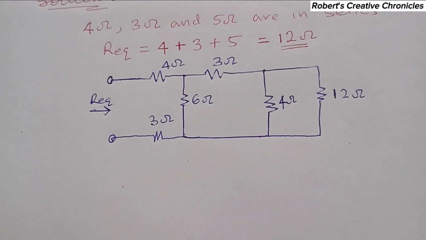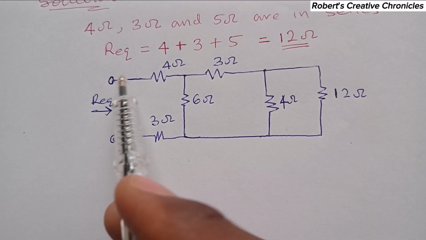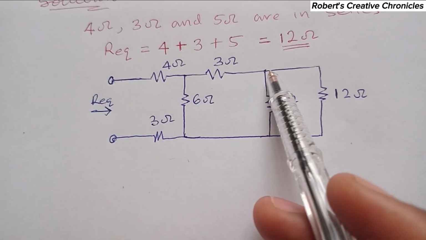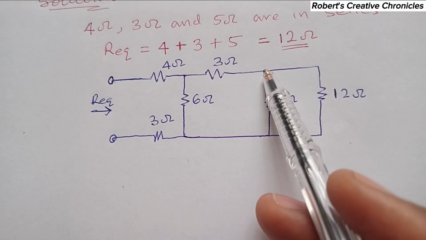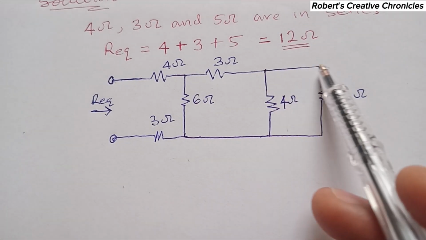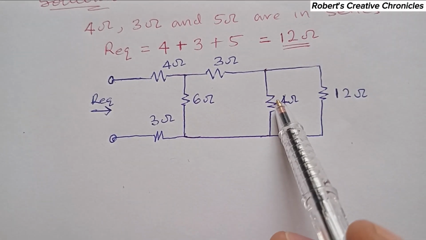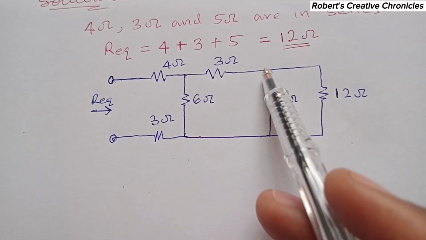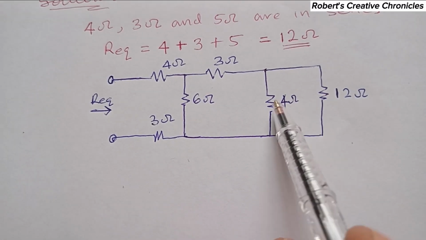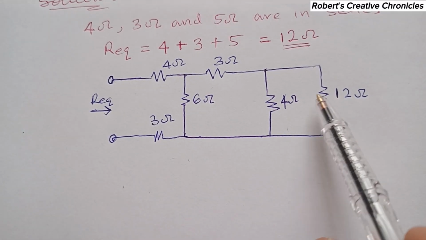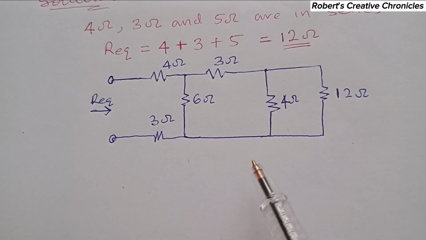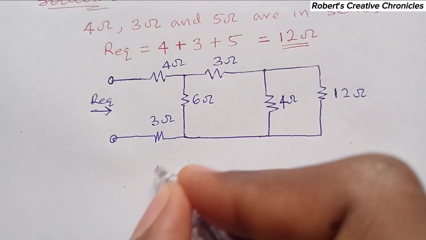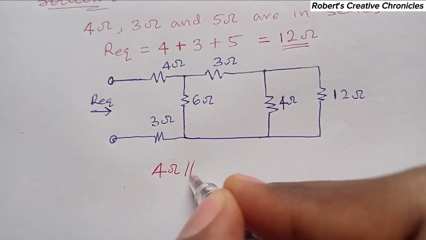So we continue. Now, when the current flows here again, it will divide at this junction. It will also divide at this junction. So when it comes here, it will split into two here. So these two will receive a different amount of current. So that means they are both parallel to each other. So now it will be 4 ohm parallel to 12 ohm.